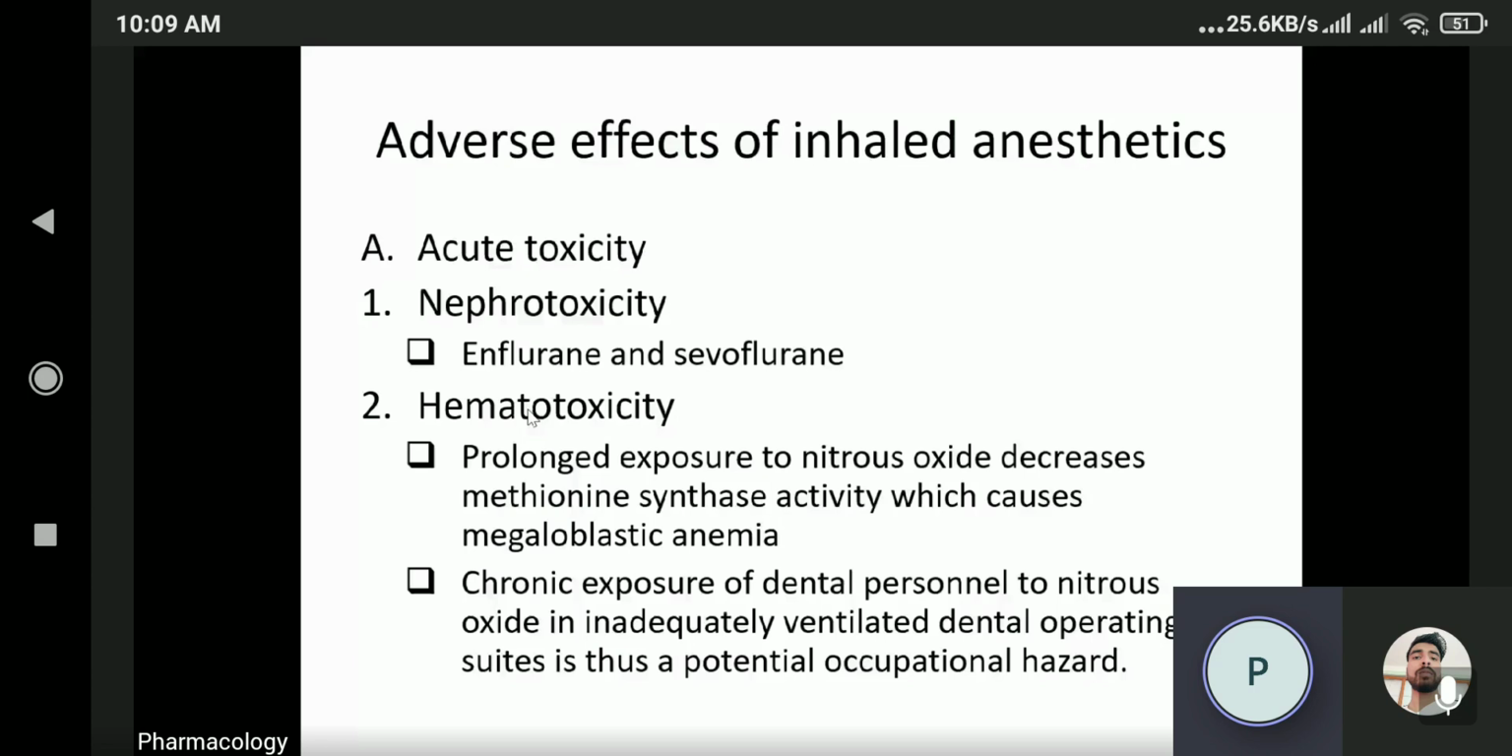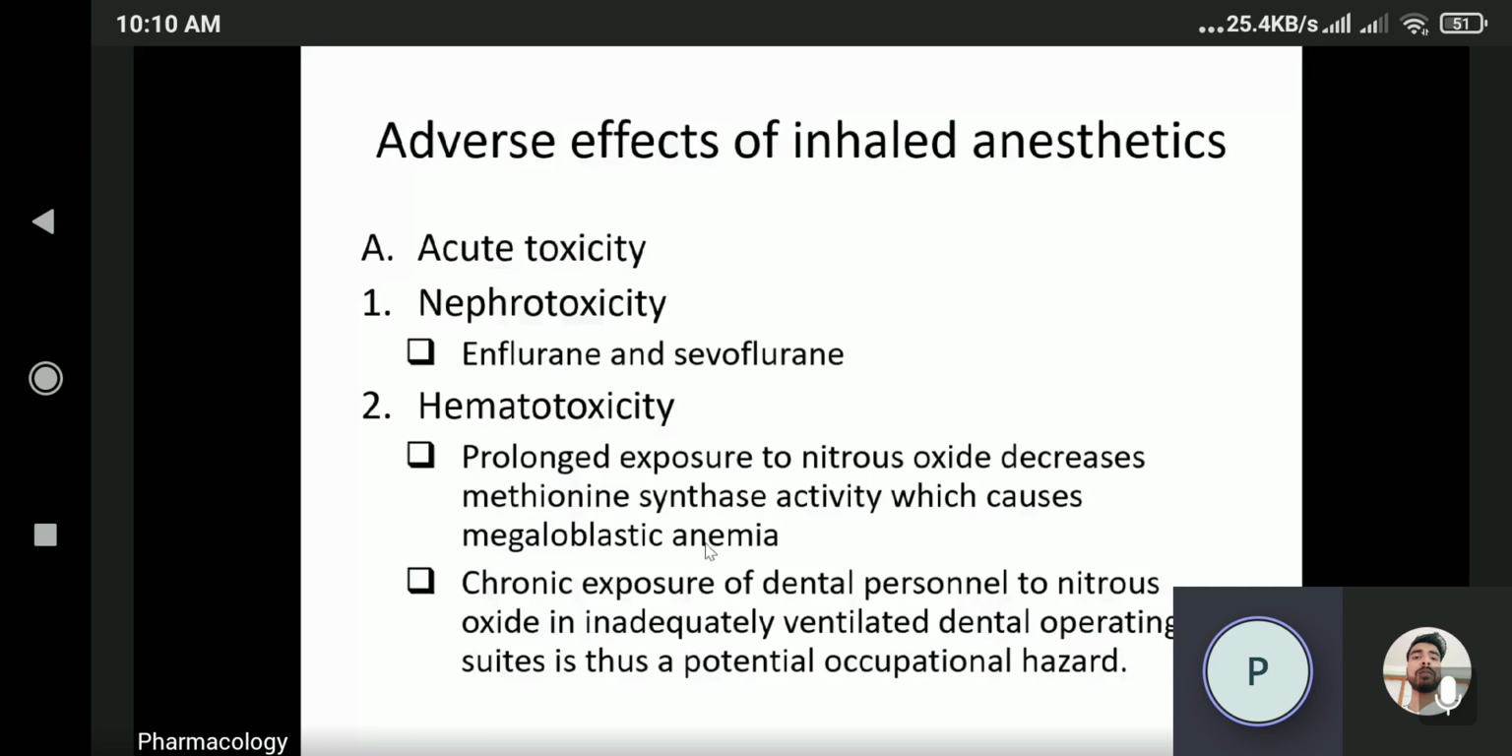Okay, and with prolonged exposure to the drug, that is nitrous oxide, the activity of the enzyme called methionine synthase decreases, because of which your blood cell production will fail and they will land up in megaloblastic anemia.